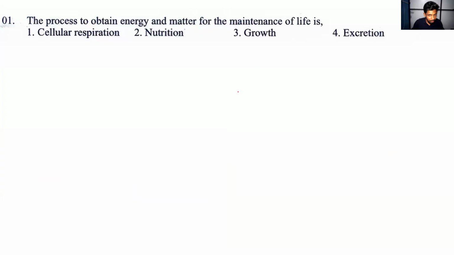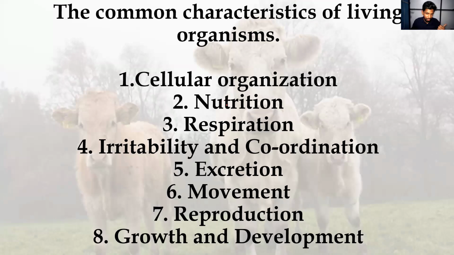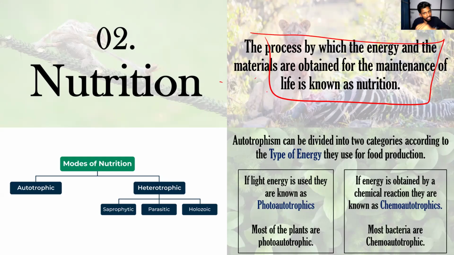Under grade 10, in number 8, we have 8 characters: cellular organization, nutrition, respiration, irritability, coordination, excretion, movement, reproduction. Out of these 8 characters, one of the characters is nutrition. And the definition for nutrition, in our next class I will tell you what to write here. I will be giving the paper and leaving some space, so don't worry. At that time I will tell you what to write. Don't write anything now, okay? The process by which the energy and the materials are obtained is called nutrition.